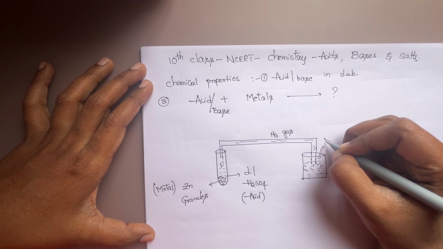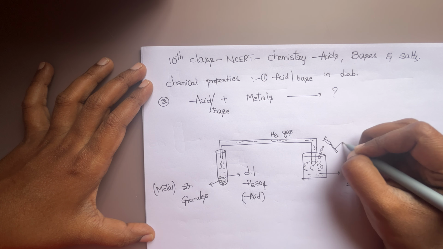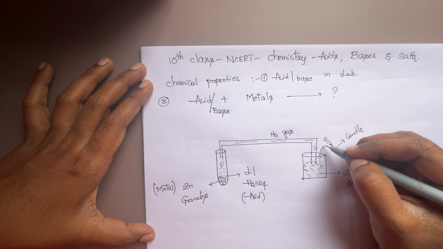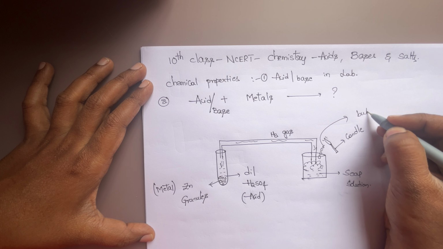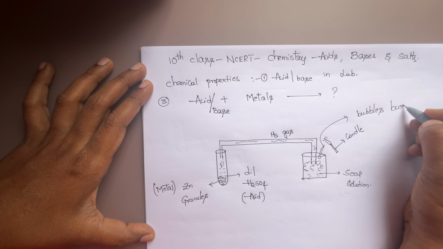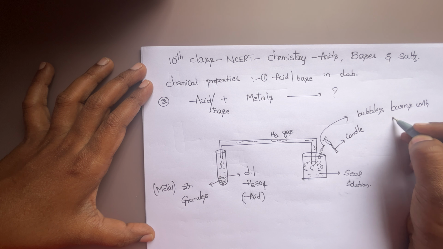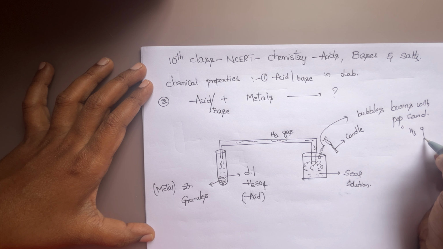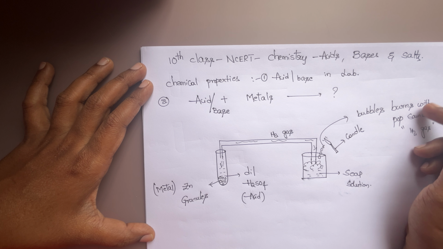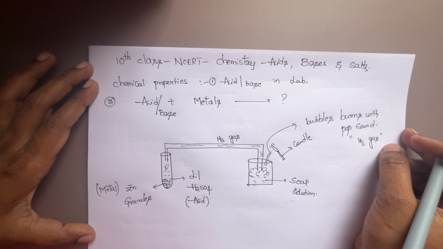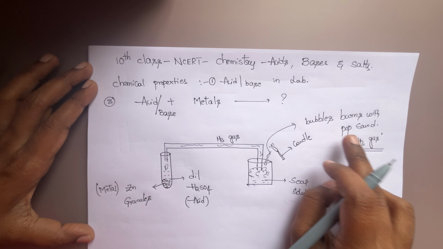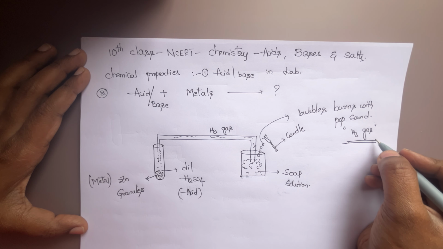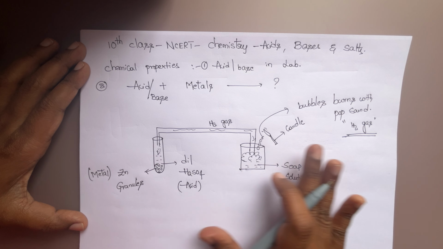Then I light a candle here. These bubbles burn with a pop sound. Whenever bubbles burn with a pop sound, that identifies H2 gas. I have already told you initially that hydrogen gas gives bubbles that burn with a pop sound. So it identifies that hydrogen gas is produced. So this is the experimental setup.